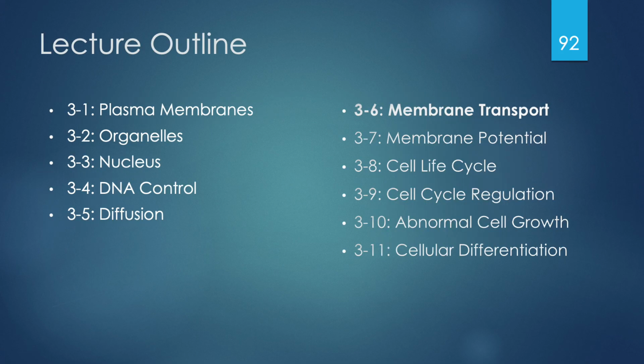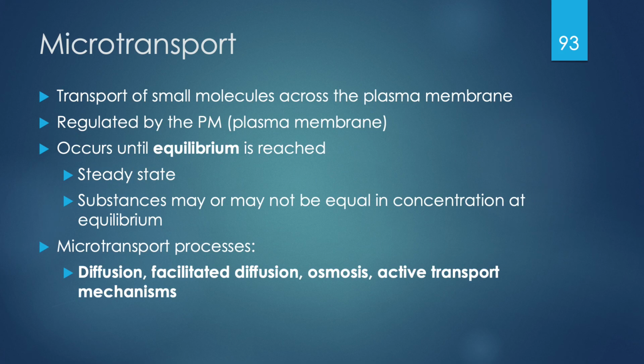Let's talk about membrane transport. It's section 3-6 in your text. So what is microtransport? Basically, this is just the transport of small molecules across the plasma membrane, which you'll remember is a semi-permeable membrane. So the plasma membrane is going to regulate this microtransport, allowing some things in and others not. And this will occur up until the point where equilibrium is reached, which is our steady state of homeostasis that we're looking for.